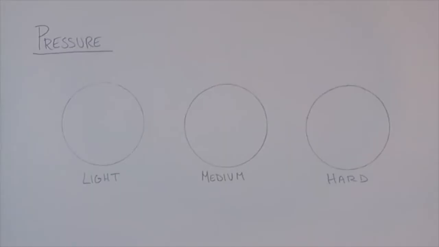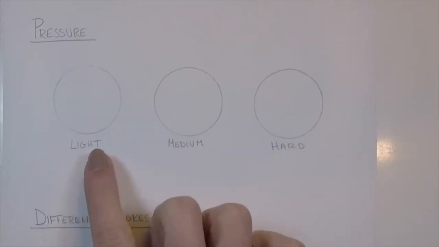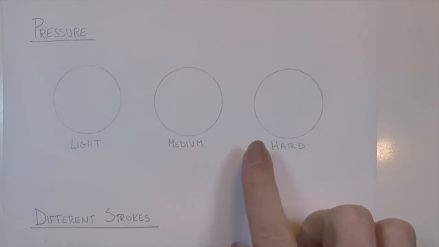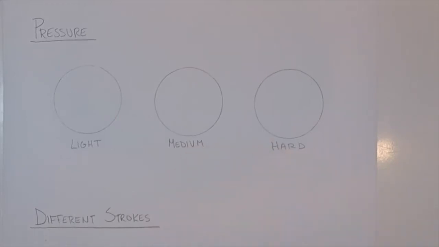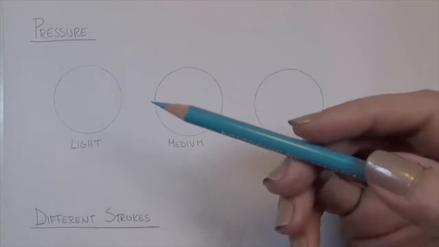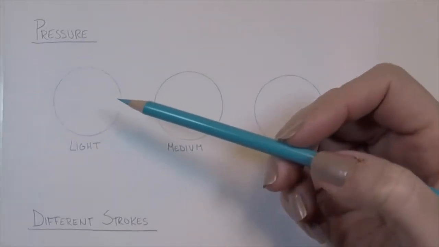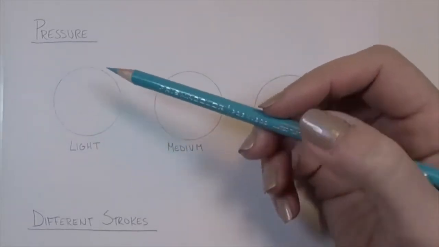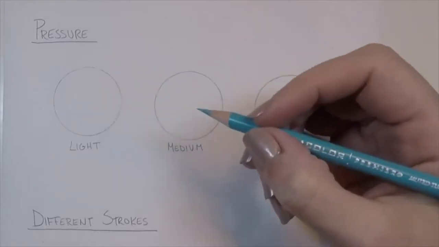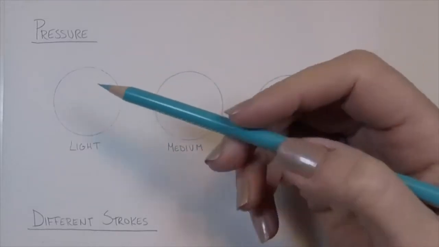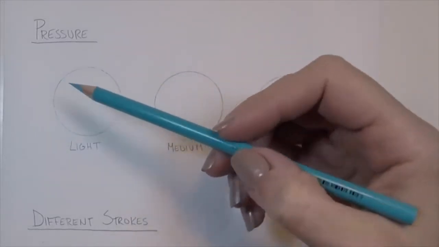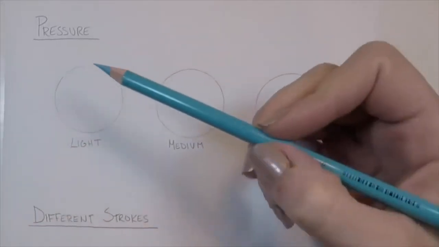Different pressures will transfer different amounts of pigment. Many of us have a tendency to be heavy-handed with our pressure, so if you're having trouble being light, hold the pencil in your hand further back away from the tip. This makes it more difficult to push so hard. Then move your hand further up for medium pressure and even further for hard pressure.